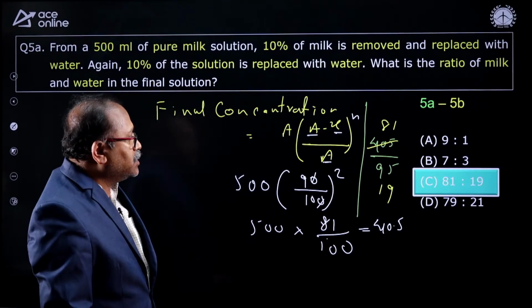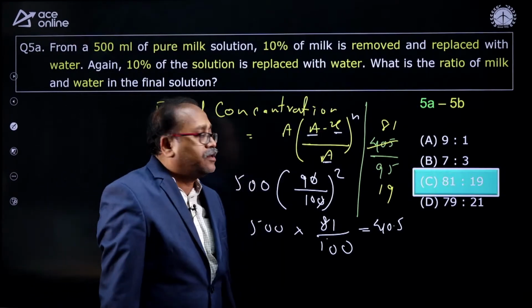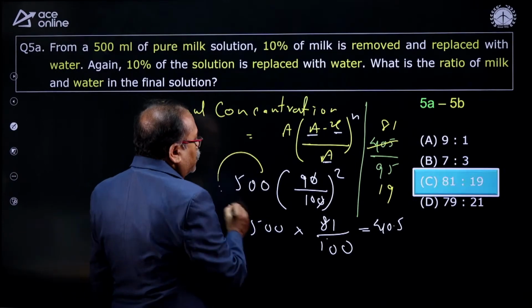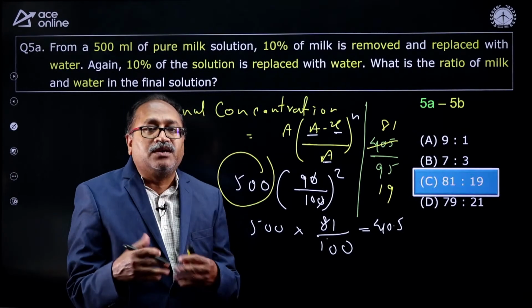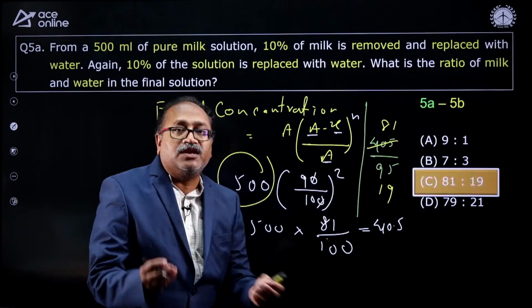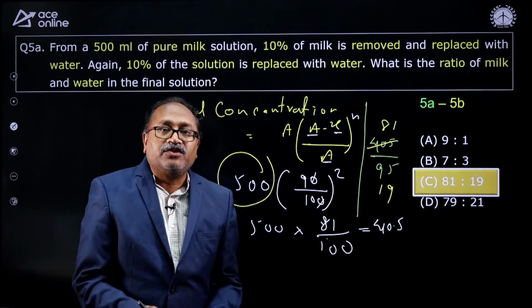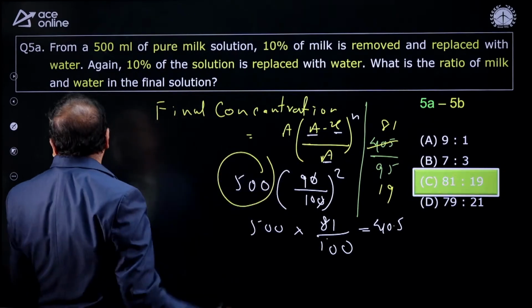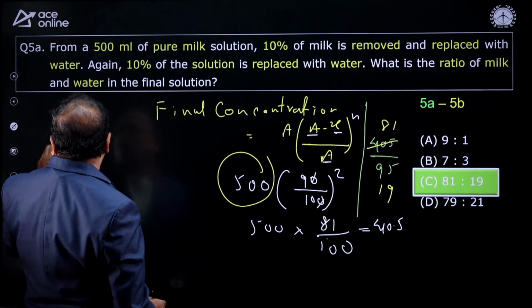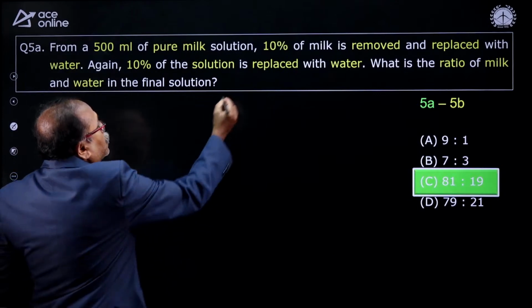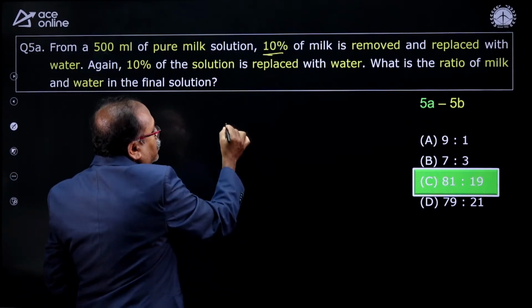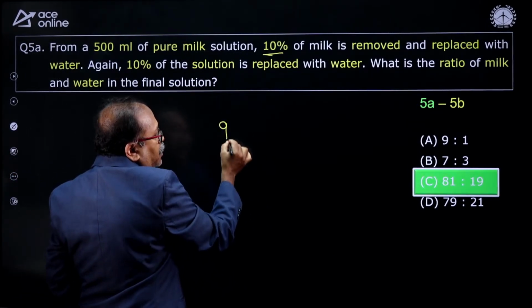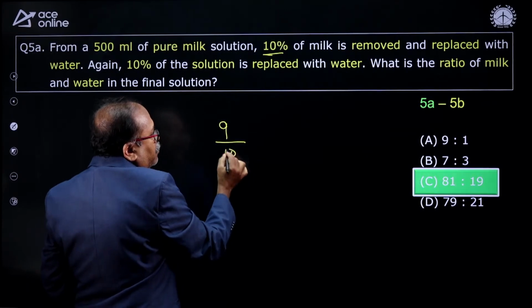Let's check that option C is correct. That's right. But do we need to bring this 500 into the picture? No need, because I only need to find the ratio. So when I need to find the ratio, shall I take the alternate method? I will erase all the ink part. So only look at this one: 10% is taken out, 100 minus 10 is 90, and 90 by 100 is nothing but 9 by 10.